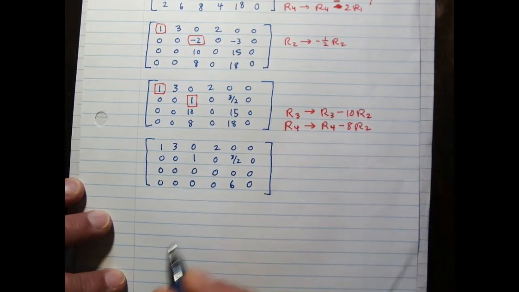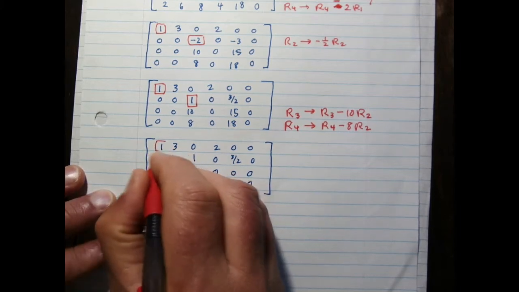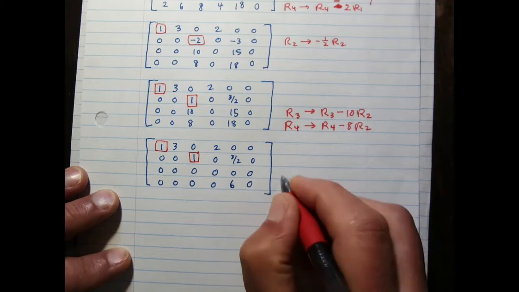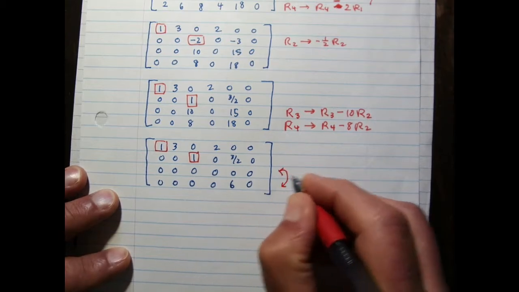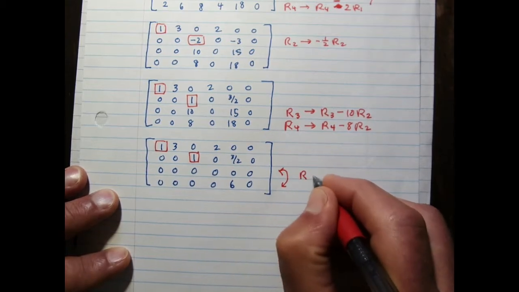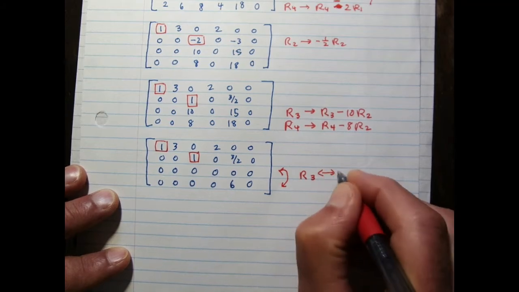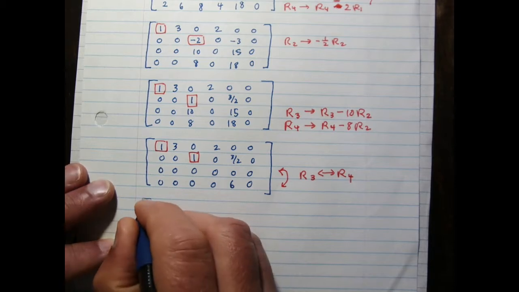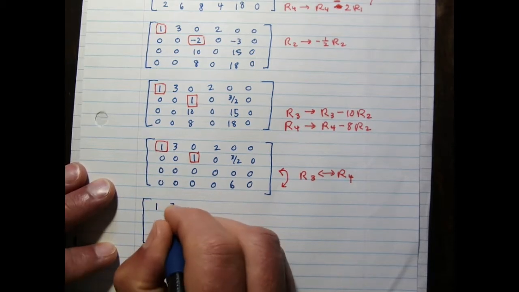Okay. Now what I've got to do is, here's pivot, pivot. Because I got this row of zeros, I have to get it to the bottom. So I can interchange row 3 and row 4. So kind of a pain to rewrite all this.